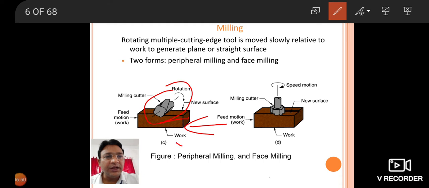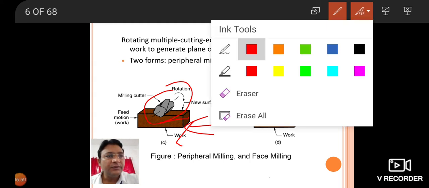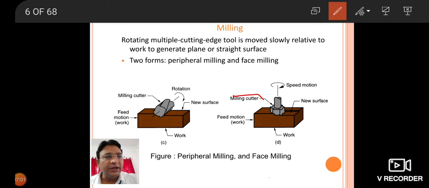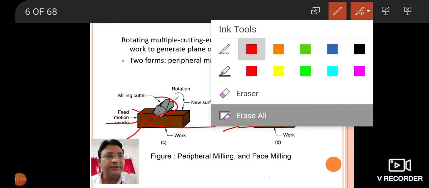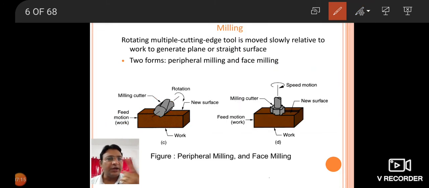Now this is peripheral milling and this is face milling. Face milling means you are milling this particular face part. So this is face milling. Here you can see this is a milling cutter. Now this is the feed motion of the work. The work is fed past against this cutter. Here also the work is fed past against this cutter, and this cutter has the rotary motion. So we can see the cutter rotating and the workpiece being fed past against that particular cutter. So this is the milling operation.